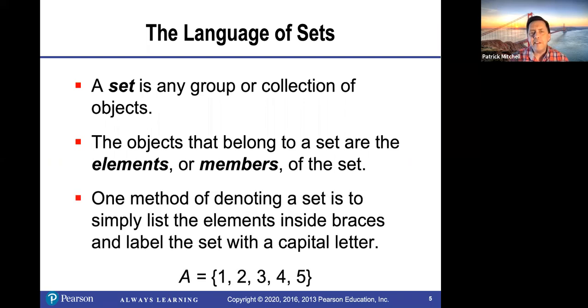So probably the simplest way to identify a set is using what's called roster notation. And that's where you just list the elements inside braces and label the set with a capital letter. So for example, the set consisting of the numbers 1, 2, 3, 4, 5. The simplest way to write that set would probably be what you see here.